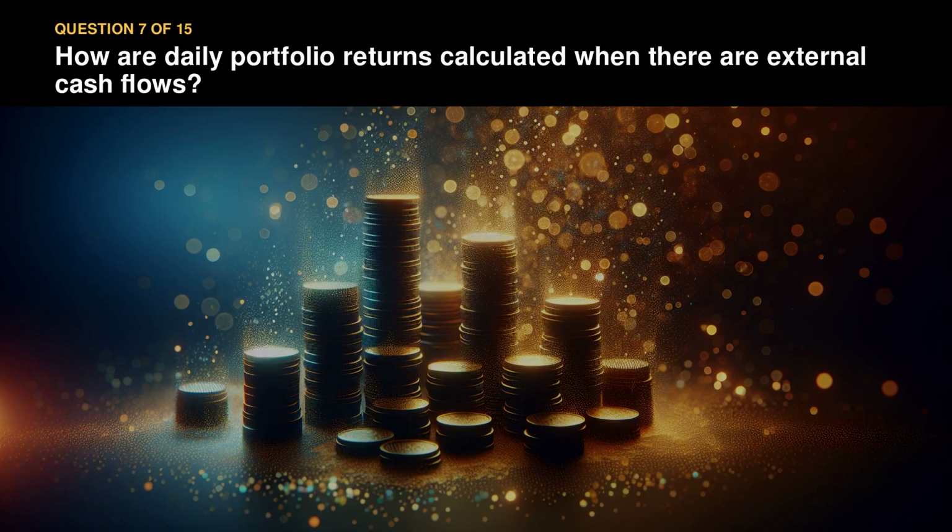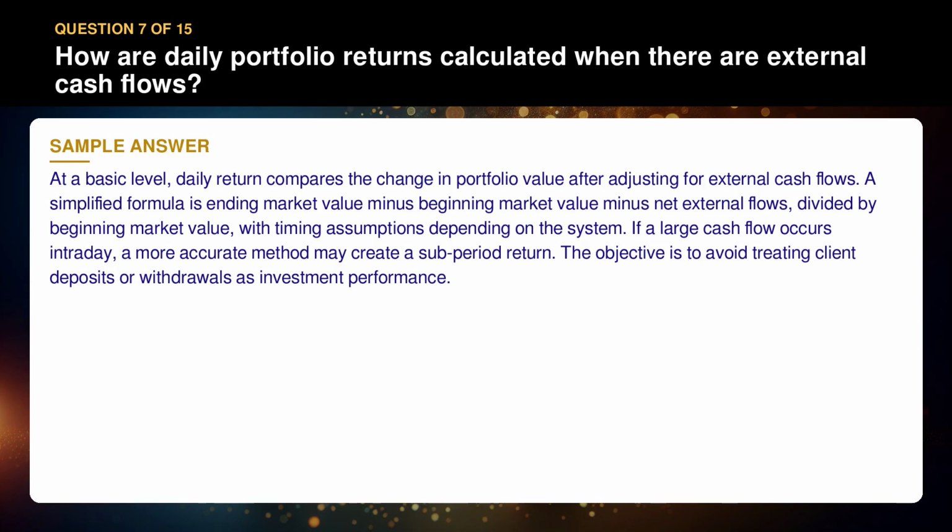Question 7. How are daily portfolio returns calculated when there are external cash flows? At a basic level, daily return compares the change in portfolio value after adjusting for external cash flows. A simplified formula is ending market value minus beginning market value minus net external flows, divided by beginning market value, with timing assumptions depending on the system.